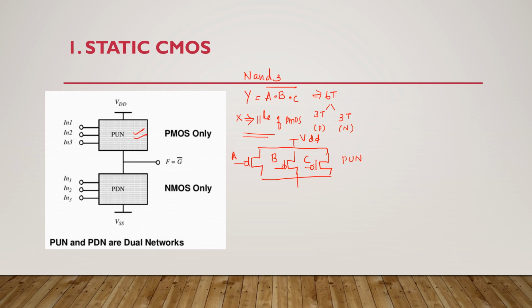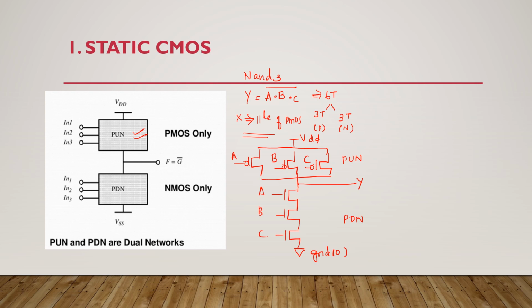Right, this is my pull up network, and the pull down network is always a dual network. That means if the pull up network is a parallel combination, definitely the pull down network is a series combination, right? So it will follow duality. So here I have to use 3 more transistors, that is all NMOS. We should not include the bubble. The input is A, B as well as C, and here it is connected to the ground terminal. Ground is nothing but logic 0. And this is my pull down network. Always in between these two I have to take the output.